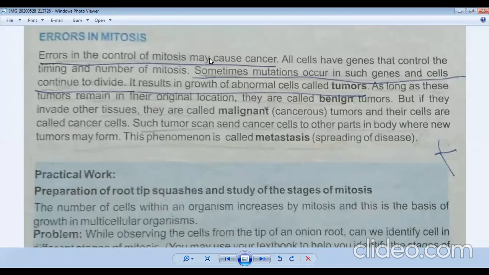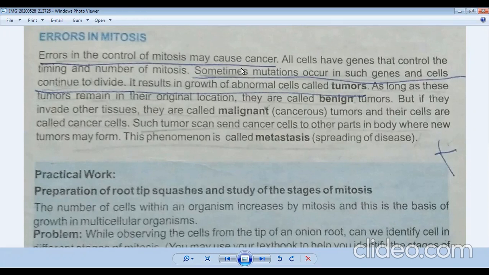So, in simple words, what is cancer? The abnormal growth of cells in the body causes a tumor. When there is an error in mitosis, mitosis goes wrong, an individual cannot survive, and it can cause cancer in the body. All cells have genes in our body that control the timing and number of mitosis.